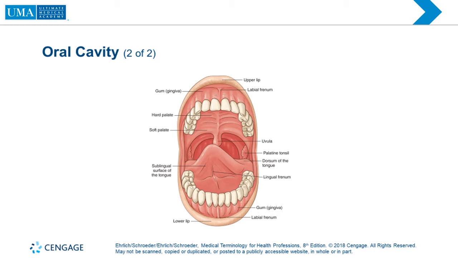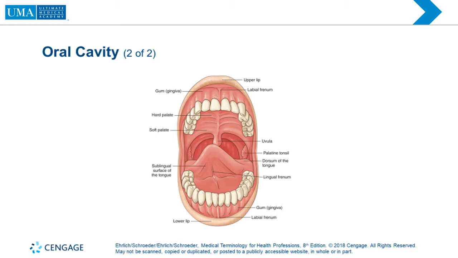And then we have the uvula, which is the third part, and this hangs from the free edge of the soft palate. During swallowing, it moves upward with the soft palate. It also plays a key role in snoring and in the formation of some speech sounds.